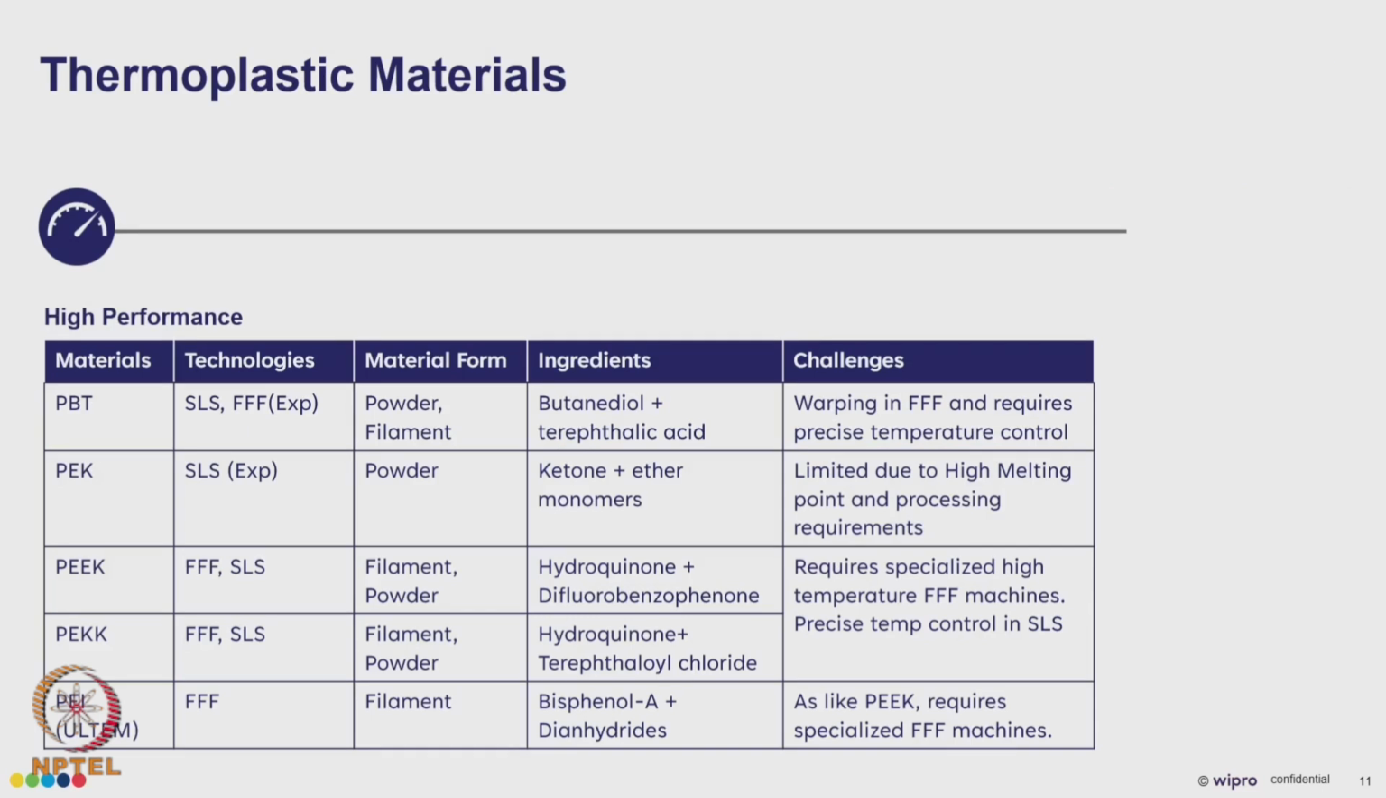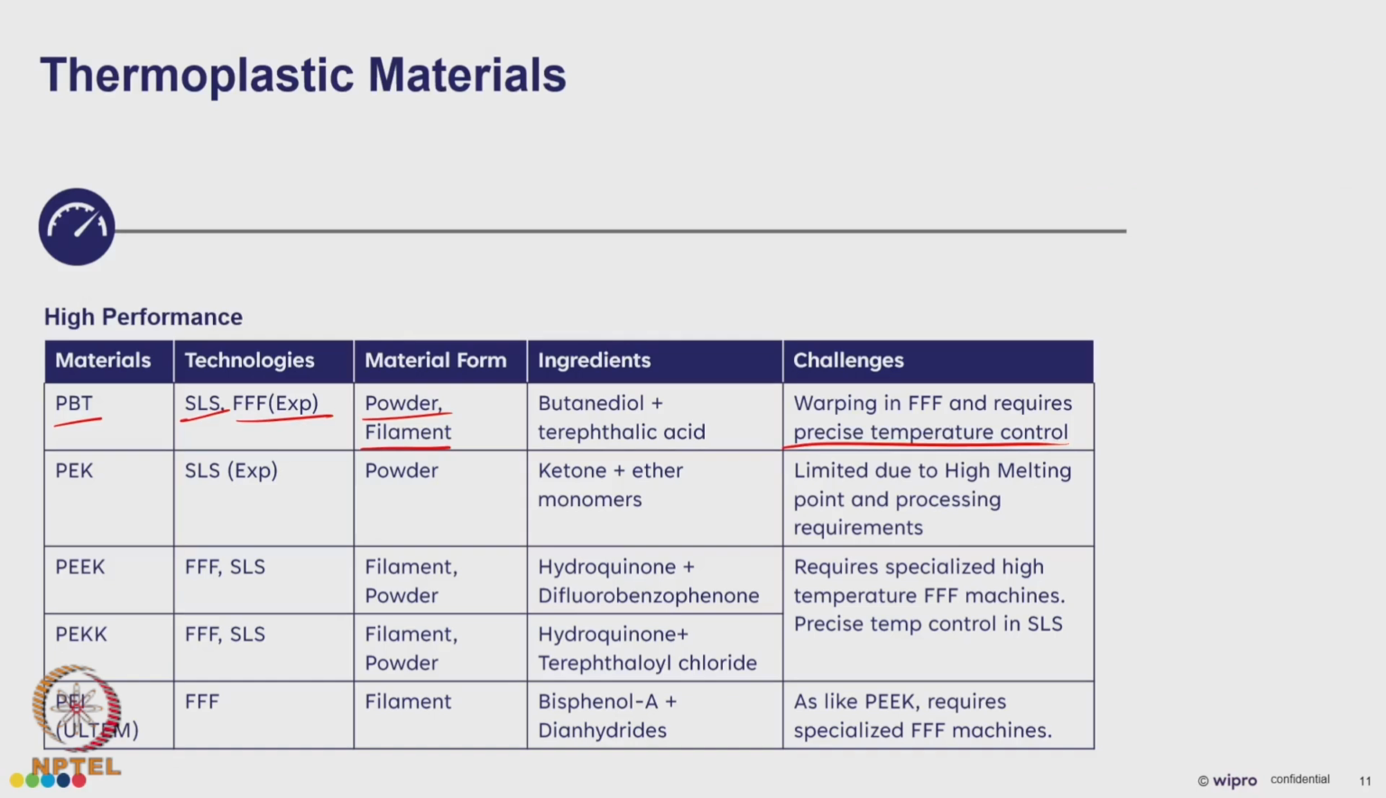Now let us move into high performance polymer materials. Here we have PBT material, that is polybutylene terephthalate, which is used in SLS technology and FFF technology. In SLS it is in the form of powder, but in the case of FFF it is at the experimental level, and the material form is filament. This material is created using butanediol plus terephthalic acid, and we could get some warping issues, and even in SLS we need to make sure it has precise temperature control.